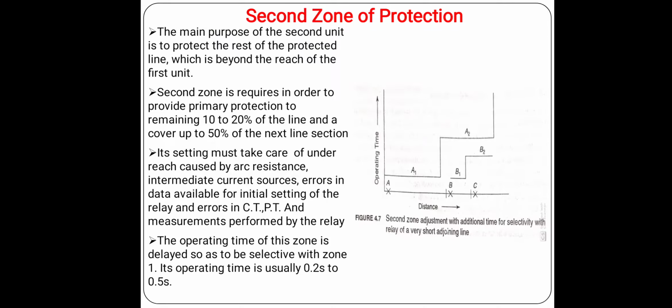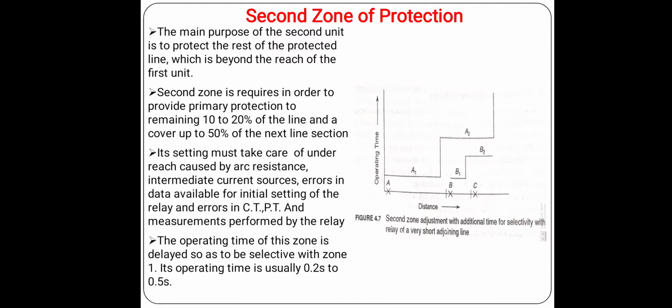Now move to the second zone of protection. The main purpose of the second unit is to protect the rest of the protected line which is beyond the reach of the first unit. That means we protect 80% to 90% with the first unit. Now, after 80 to 90%, the zone comes under the second zone or second unit. So we need to protect what remains after the 80 to 90% protected zone. That means we require the remaining 10 to 20% to be protected in the second zone of protection.